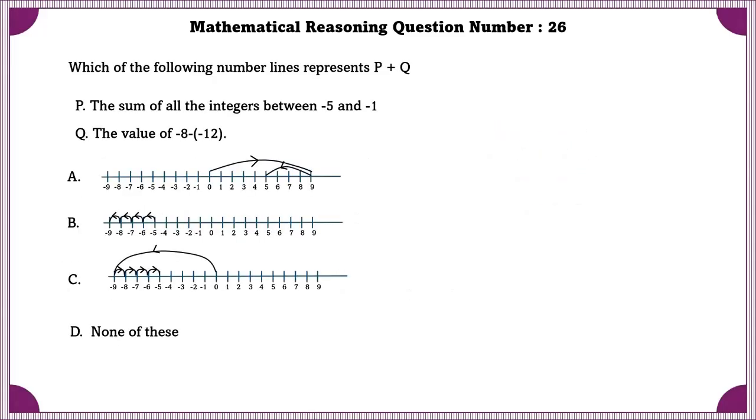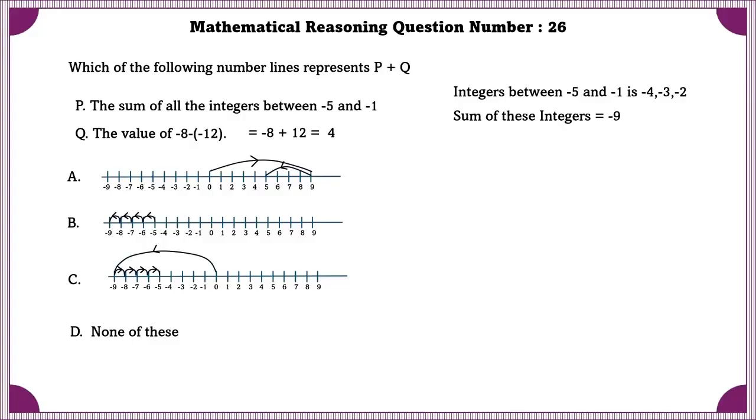Mathematical reasoning question number 26. Which of the following number lines represent P plus Q? P, the sum of all the integers between minus 5 and minus 1. Q, the value of minus 8 minus of minus 12. Integers between minus 5 and minus 1 are minus 4, minus 3 and minus 2. And the sum of these integers is equal to minus 9.